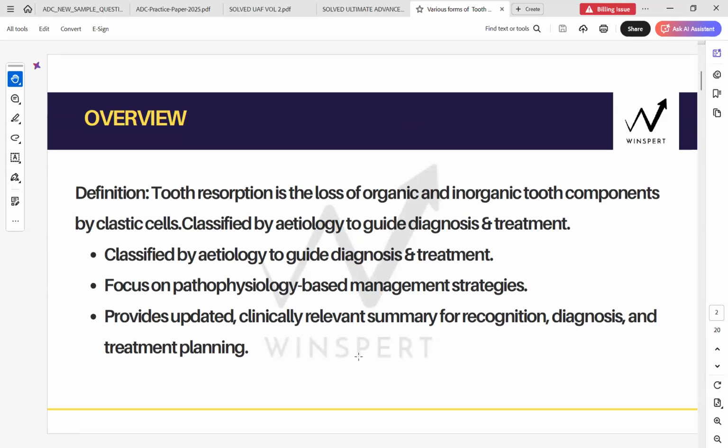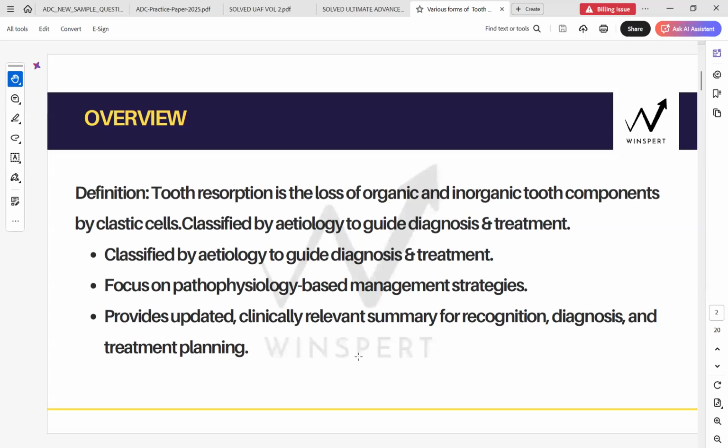So first of all, you learn how to classify these resorption types. Then you will learn what is the pathophysiology, what is the basic reason, and pathologically how it progresses, so that your management strategies can be devised and designed around the pathophysiology. What is the causative factor, how it is progressing, what is leading to the progression of this resorption, and how my management and what kind of treatment I can provide to arrest it, right?